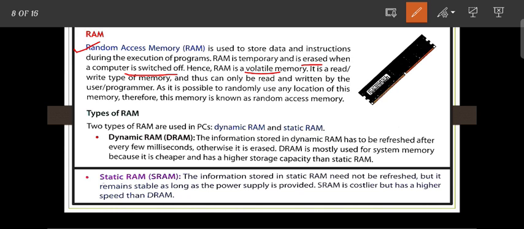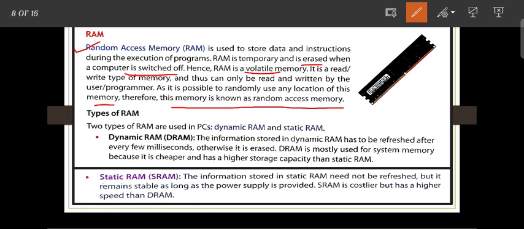It is a read and write type of memory. Thus, it can be read and written by the user or programmer. It is possible to randomly use any location of this memory. Therefore, this memory is known as random access memory.